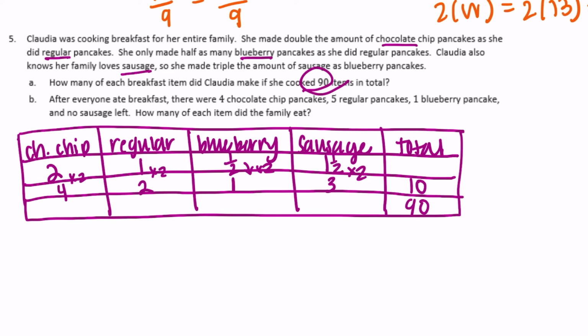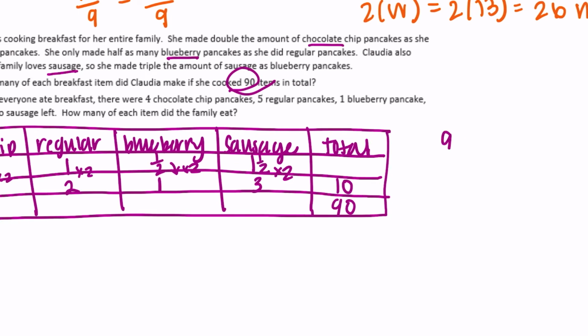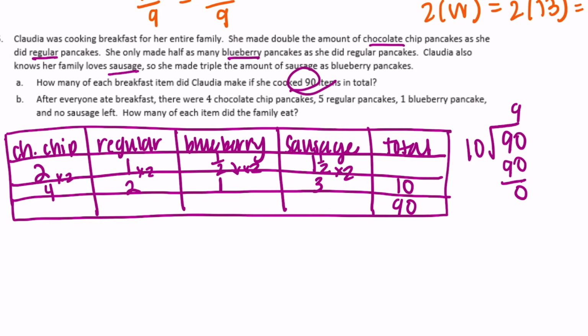So this is great. 90 divided by 10 is equal to 9. So that was an easy conversion. So each part is 9. So since blueberry is the one that's 1 part, she made 9 blueberry pancakes.